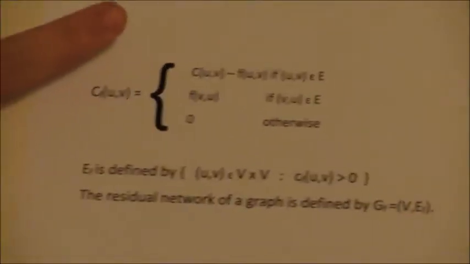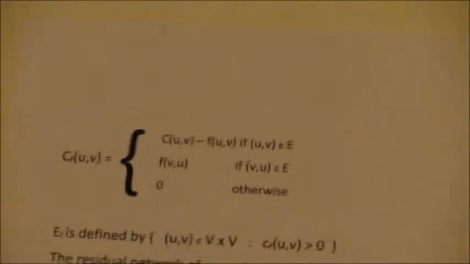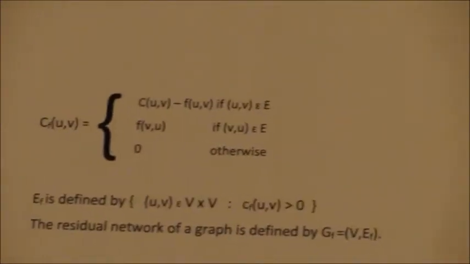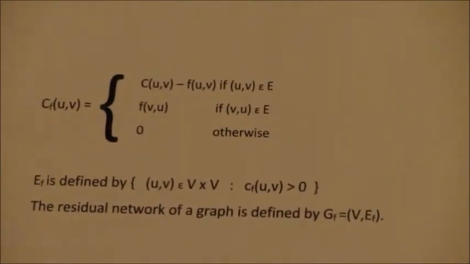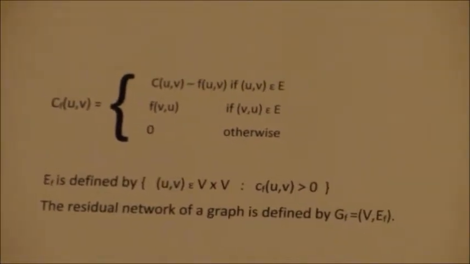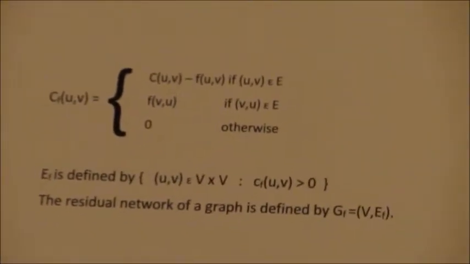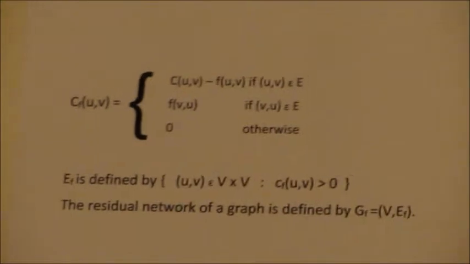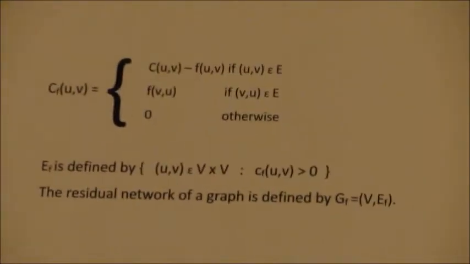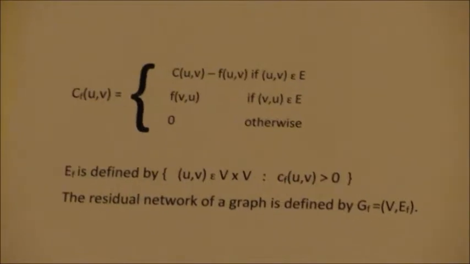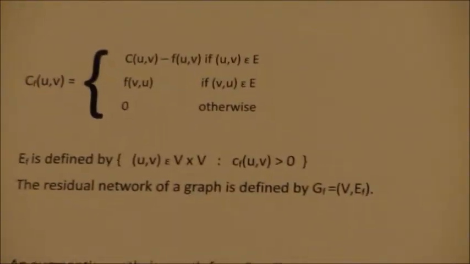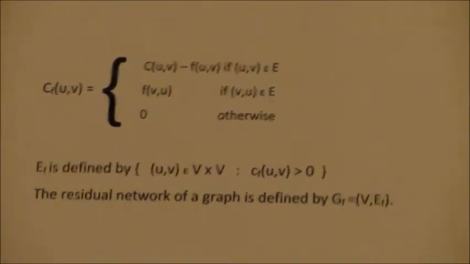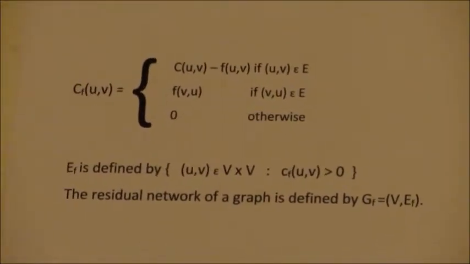Okay, so the residual capacity of an edge, UV, is basically defined as the capacity of the edge minus the flow of the edge if that edge belongs to the set of edges in the flow network. It's, however, defined as the flow of the edge VU if VU is an edge in the flow network and 0 otherwise. So now we can look at E_f, and it's essentially defined as all the edges in the set of edges of the graph where the residual capacity is greater than 0, and the residual network of a graph is essentially defined by the set of vertices as well as this E_f here.